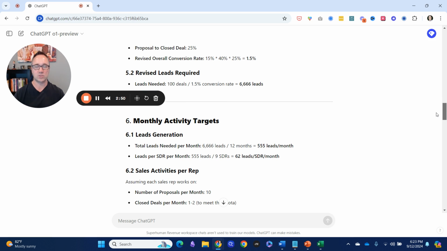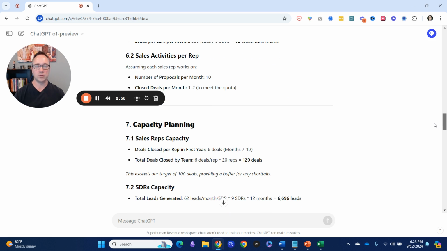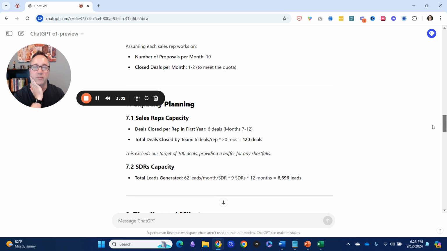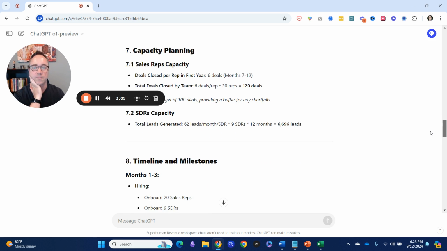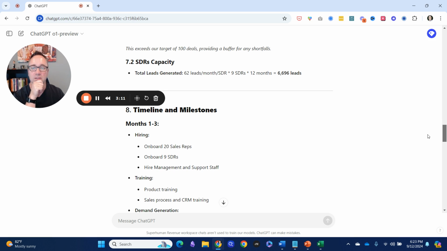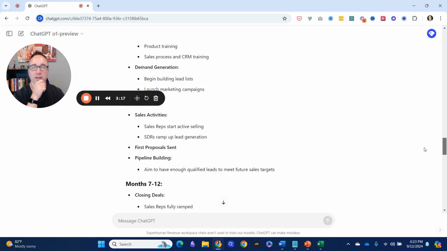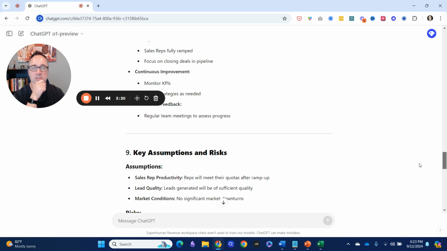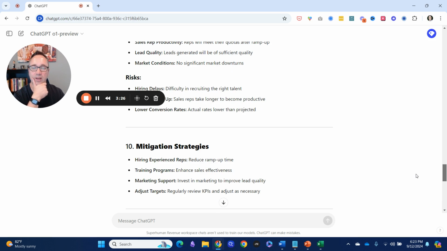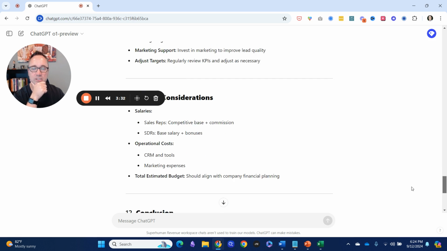I like the formatting on this too. This is pretty cool and crystal clear. It's got a lot of math in it. Sales activities per rep, 1 to 2. Okay, capacity planning. I'm curious to see if it's going to work in the revenue amount. So it's got deals closed per rep in the first year, deals closed, SDR capacity. And I'm not checking this math in real time. I'm just kind of eyeballing it because otherwise this video would be super long. So it's got hiring by months, 1 to 3. Product training begin. Okay, month 2, active selling, ramp, closing deals, key assumptions and risks. Okay, this is pretty sweet. I like this. Thumbs up. OpenAI, keep the work going. Mitigation strategy, budget considerations.